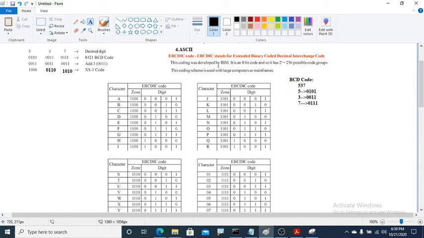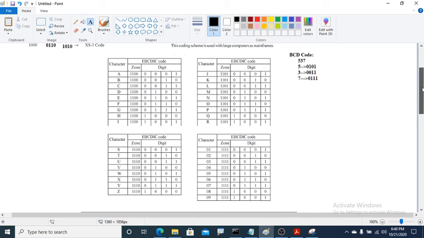EBCDIC code was developed by IBM. It is an 8-bit code, so it has 2 power 8, 256 possible code groups. This coding scheme is used with large computers such as mainframes. In mainframes we are using this code, EBCDIC.